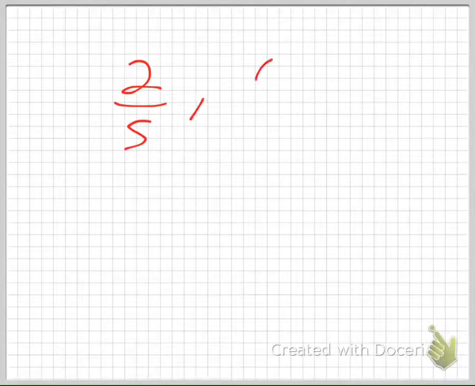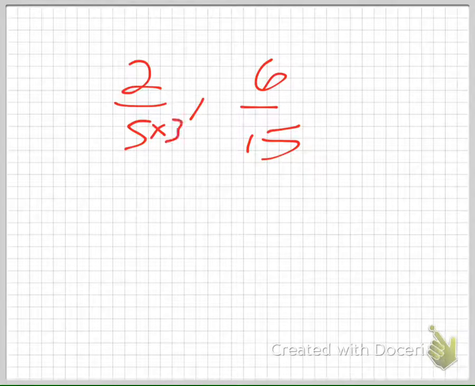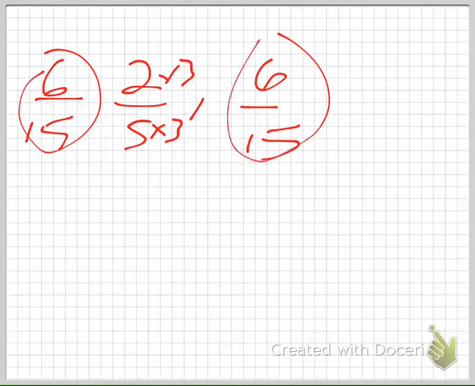Okay. Somebody said to find the least common multiple, or you said greatest common factor, but you meant least common multiple. 2/5 and 6/15. What is the least common multiple of 5 and 15? 15. Times 3, times 3. It comes out to 6/15, right? They are the same fraction. Therefore, since they're the same ratio, they form a proportion. Does that make sense?